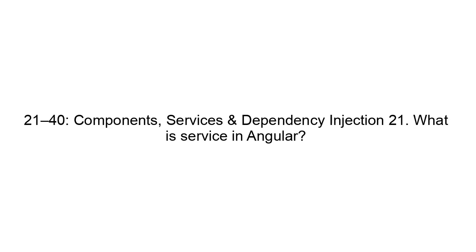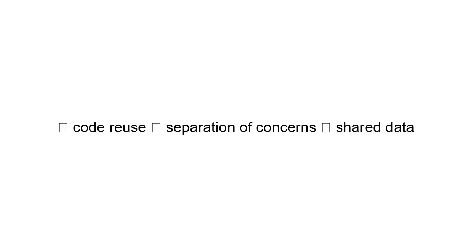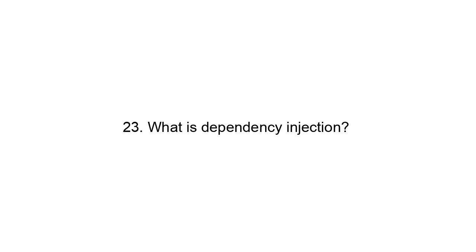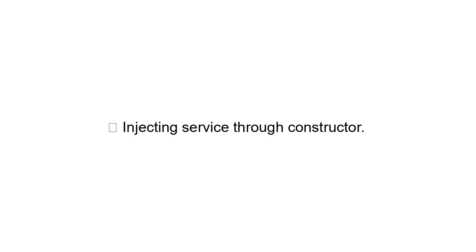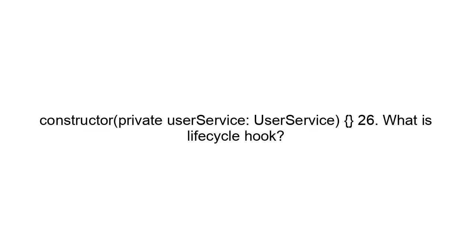21 to 40. Components, services, and dependency injection. 21. What is service in Angular? Reusable business logic class. 22. Why use services? Code reuse, separation of concerns, shared data. 23. What is dependency injection? Providing dependencies externally. 24. Service example: @Injectable providedIn: 'root', export class UserService. 25. What is constructor injection? Injecting service through constructor. Example: constructor(private userService: UserService).